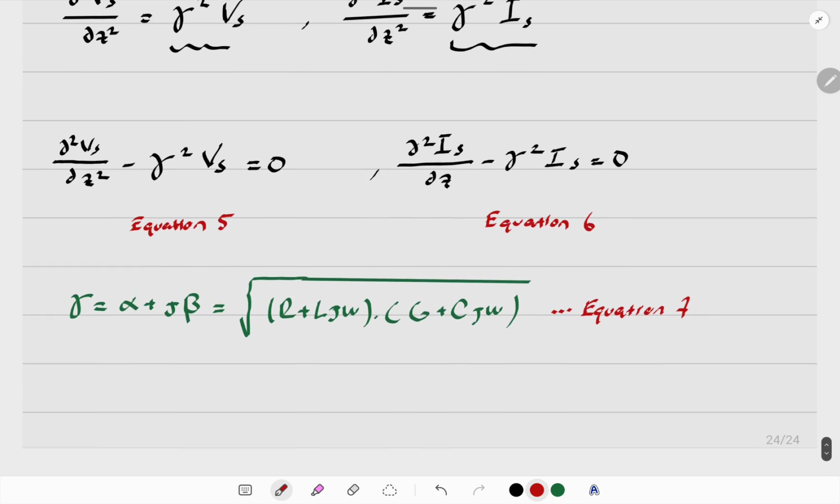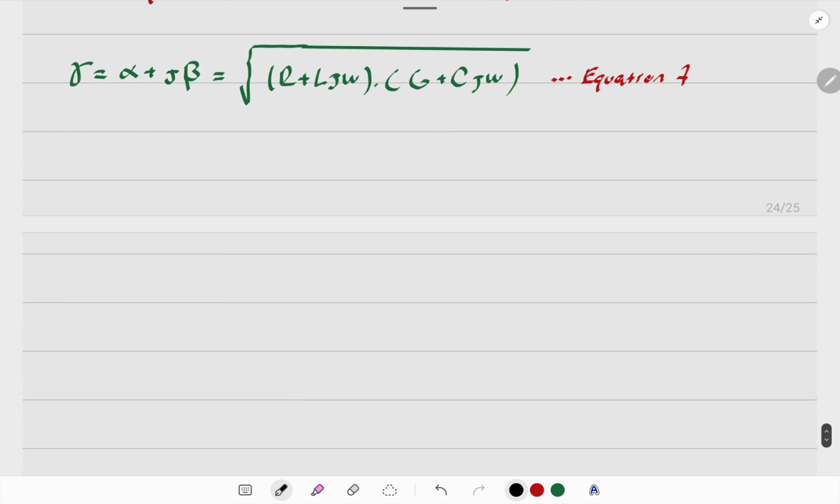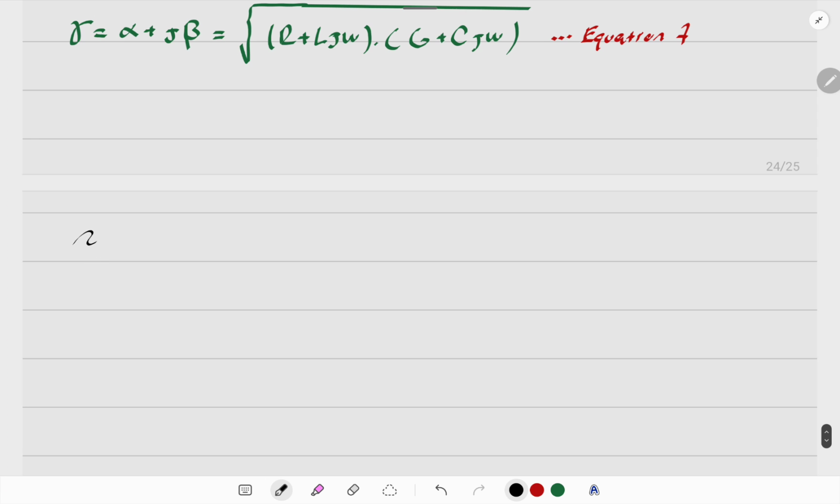And at last, we investigate Z0. It is equals to VO0 over IO0, plus VO minus over IO minus.